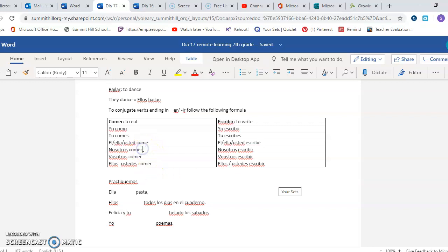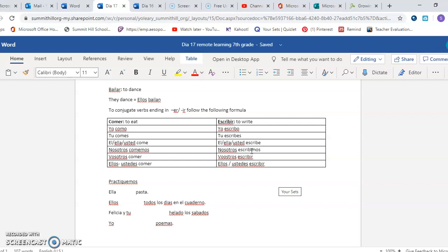For the nosotros form, conjugate the ER ending, and with the nosotros, you're going to put emos. Nosotros comemos. We eat. If I want to say we write, we do not say nosotros escribir. Otherwise, you're saying we to write. You need to conjugate, take away the IR ending, and then you say nosotros escribimos.